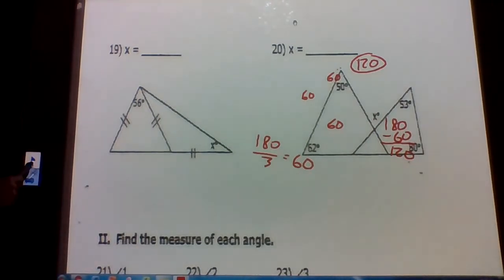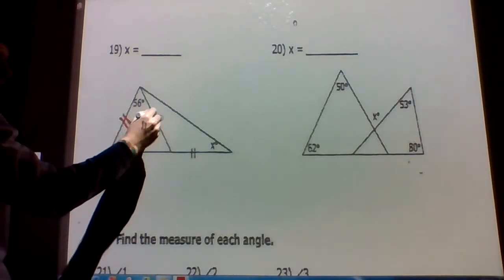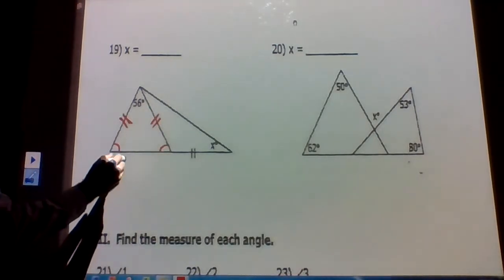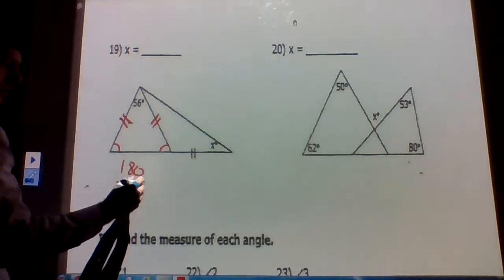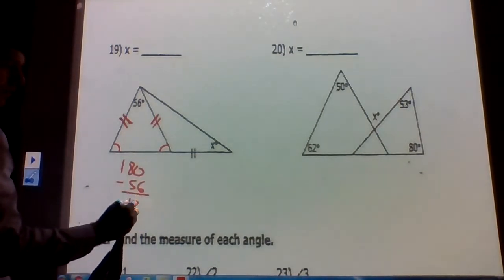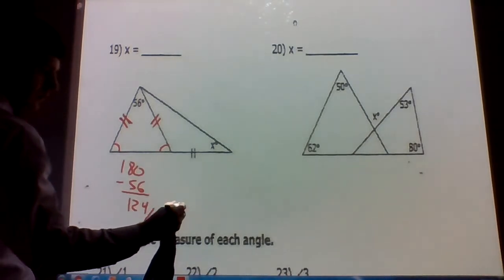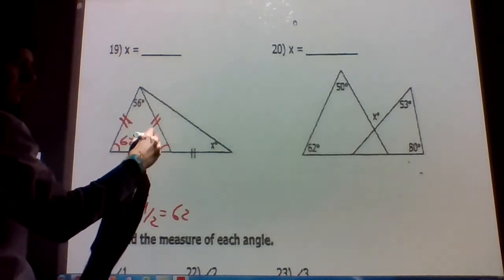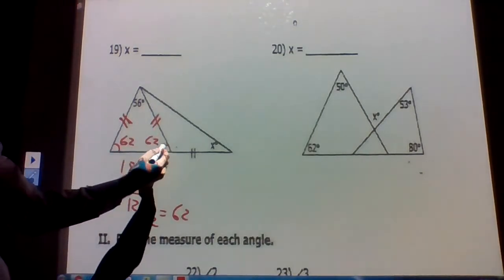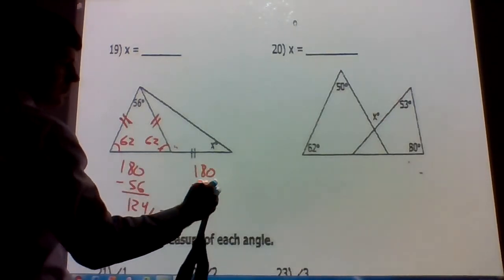Okay, so we start to get our isosceles triangles now. So since this is an isosceles triangle, we know the base angles are congruent. So we can do 180 minus 56, which is 124, and then divide by 2, which is 62. Okay, so we have 62 and 62. Okay, this then is a linear pair. So we know 180 minus 62 is going to be 118.